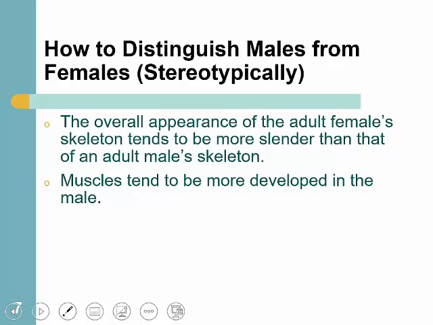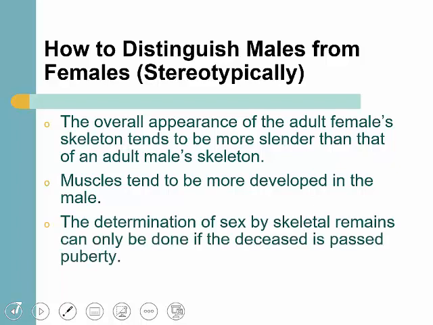It's also important to note that looking at skeletal remains and determining sex is much more difficult if the person is a child. All right, so if the remains in question are not of a person who has at least reached puberty, it's much more difficult to tell the sex because most of the changes that take place between the male and female skeletons do so through puberty. So if a person has not passed puberty yet, it can be difficult to determine male versus female.